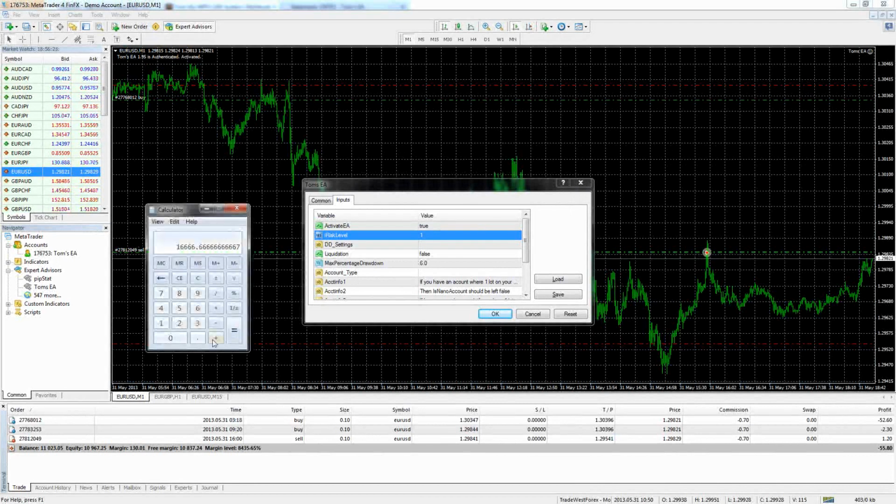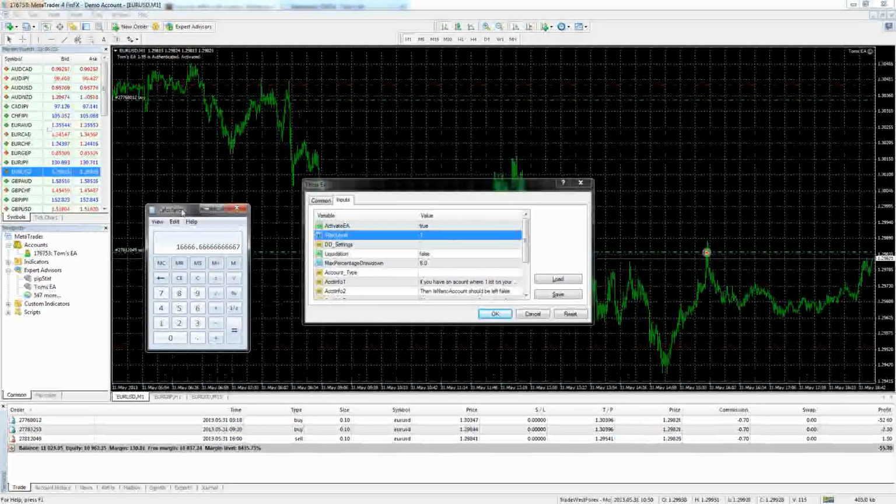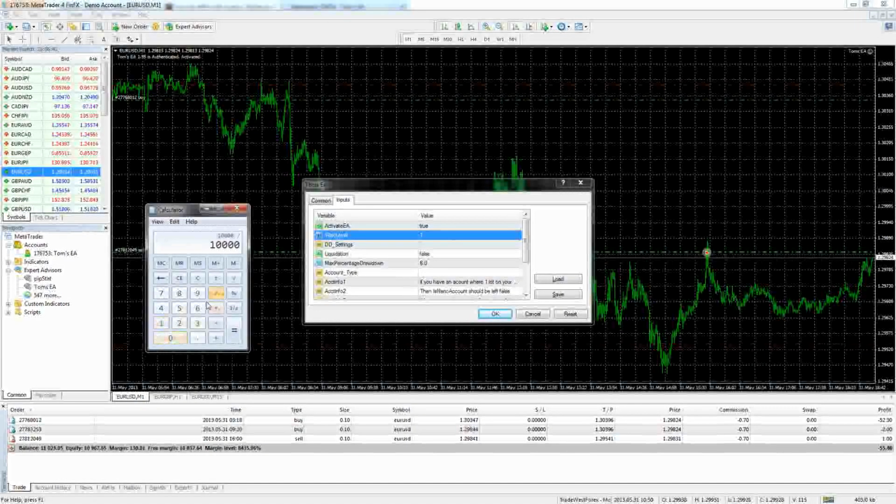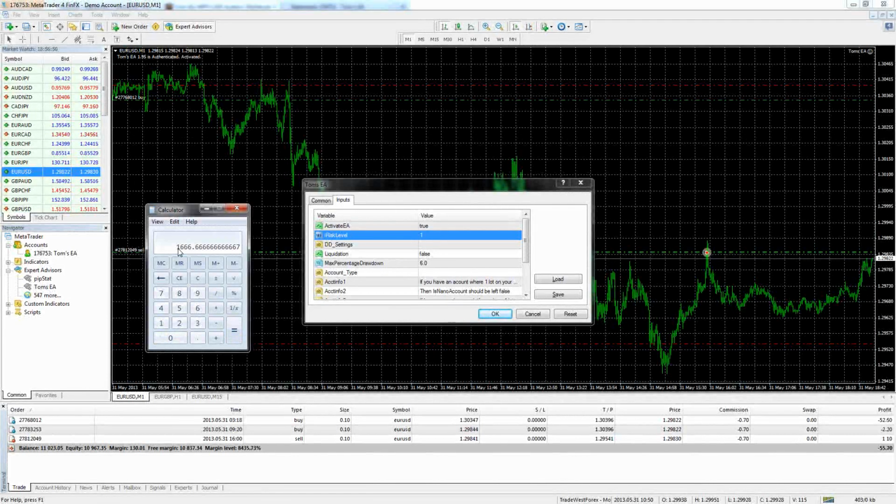So what we've determined is that in order to have the same exact risk settings as they do, they are risking 6 micros on a $10,000 account. So what I did is I took $10,000 divided by 6 to figure out how many dollars they're risking per micro lot. And that's 1,666.